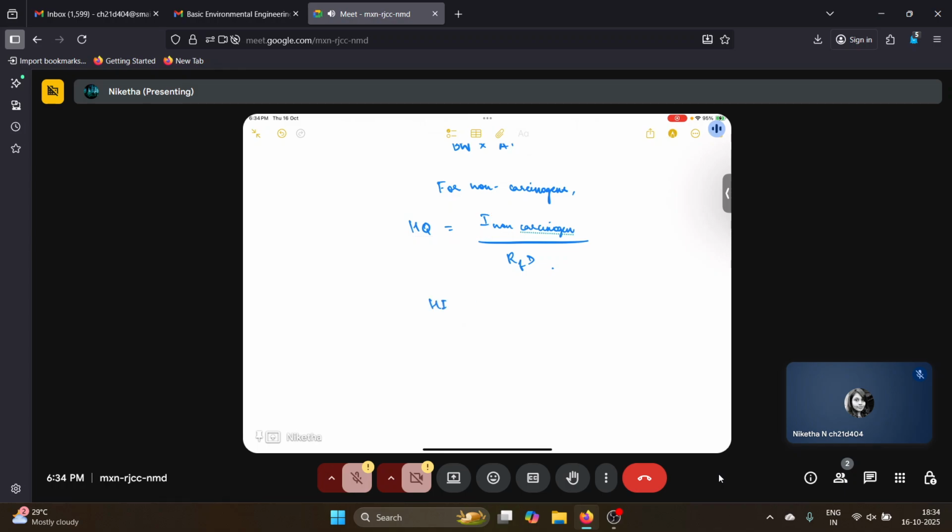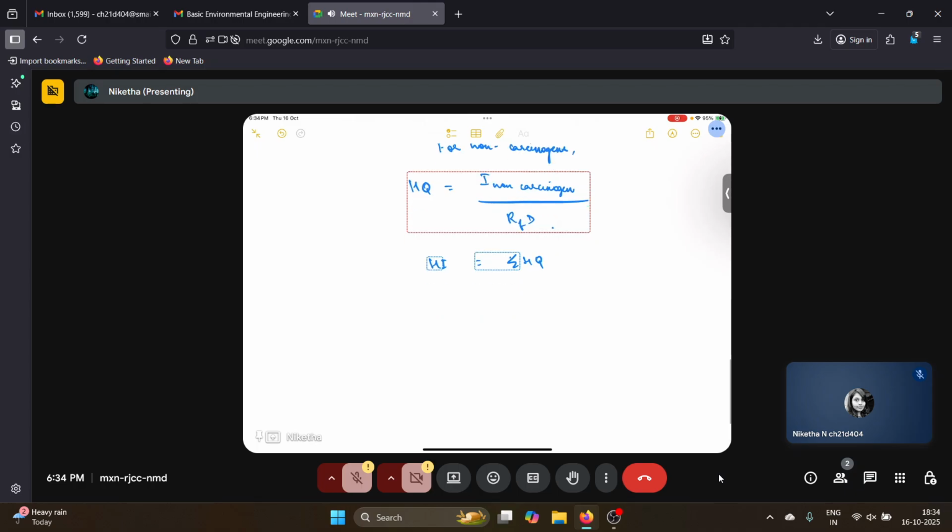Now HI is the hazard index, which is the sum of hazard quotients. So if you have multiple pollutants, then HI is defined. So this will give us the sum of all the hazard quotients for each pollutant or non-carcinogen. So if the hazard index is more than 1, it is unacceptable.